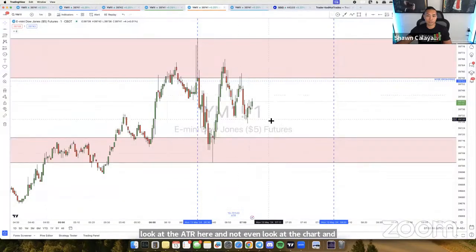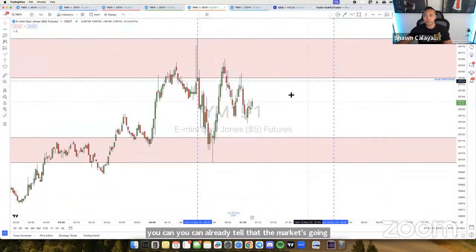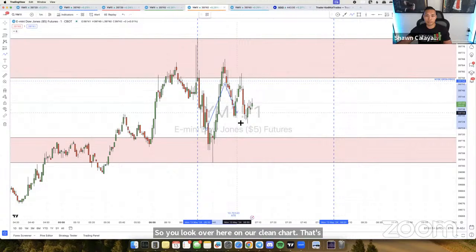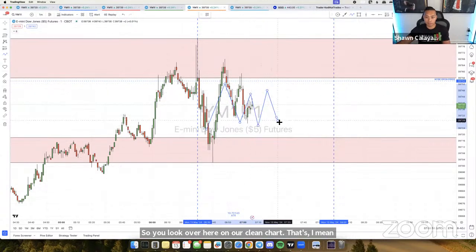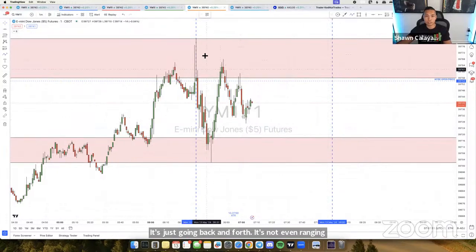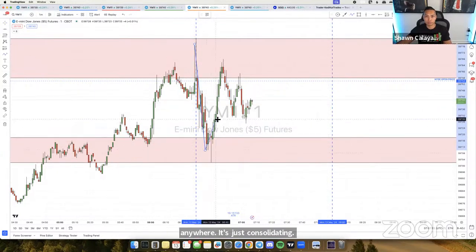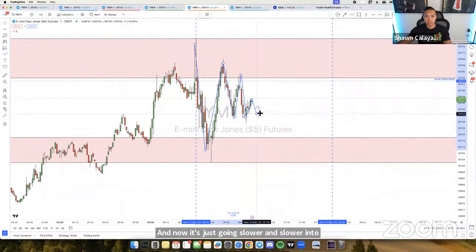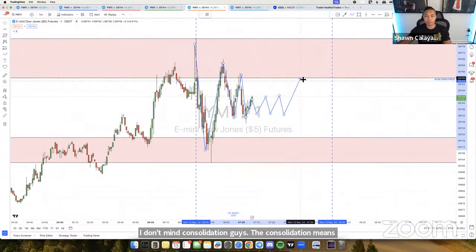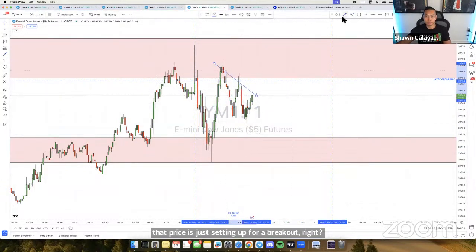So you look over here on our clean chart. That's literally what's happening here. It's just going back and forth. It's not even ranging anymore. It's just consolidating. So it was ranging initially, and now it's just going slower and slower into consolidation right here, which is a good thing. I don't mind the consolidation, guys. The consolidation means that price is just setting up for a breakout, right? Once it starts to squeeze within this area, it's going to break out.